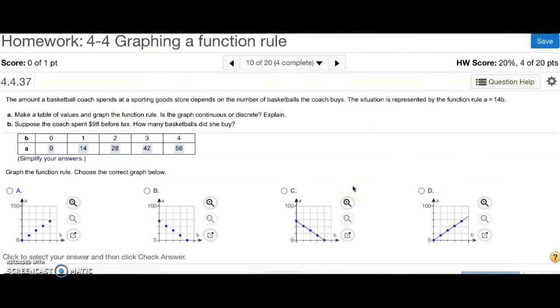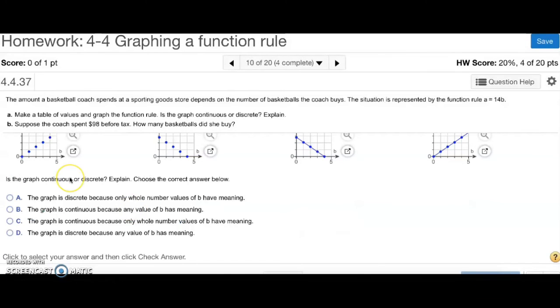Now we're graphing the function rule. We see our values are increasing, so it has to be either A or D. Now, our situation is involving basketballs, and we can't have a part of a basketball, so it has to be a whole number coordinate, which means it can't be D, meaning all the values in between whole number points, which would be continuous over here. It would have to be the discrete graph for A.